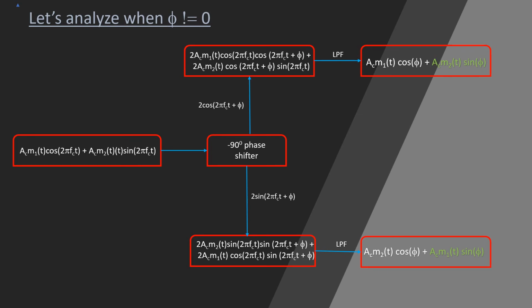Let's analyze the case when phi is not equal to 0, or there is a phase error in the demodulating carrier signal. Now our multiplexed signal is fed into the demodulating system, where it gets multiplied by 2 cos(2 pi f_c t + phi) on one side and 2 sin(2 pi f_c t + phi) on the other side. Now on both sides the multiplied signals consist of higher order harmonic terms of frequency double the frequency of the carrier signal, which will be filtered out by the low pass filter.